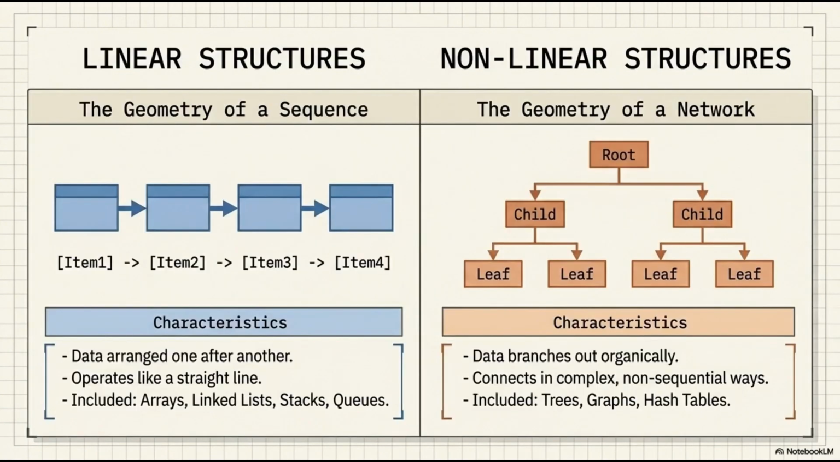Now, to keep our tools organized, we divide them by geometry. We have linear structures, which are the predictable, straight-line sequences of data, and then we have nonlinear structures, the organic, multidirectional geometry of a branching network.